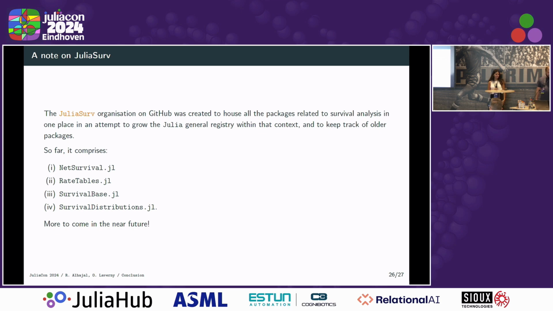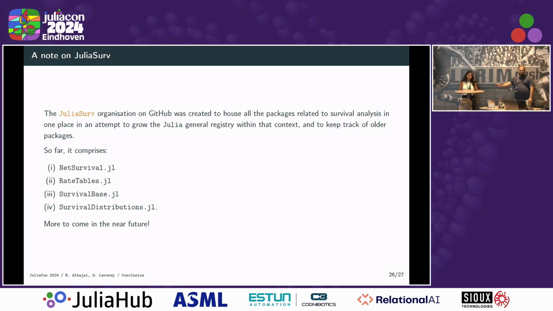A small note before reaching the end. All this work started only for the net survival case, but then we understood and saw the infrastructure, and we are trying to build a bit more. And so there is this JuliaSurv organization that was constructed to hold this work, but also infrastructure, and there are a lot of projects in it around survival modeling in more general terms in Julia. There will be more in the near future on this front.